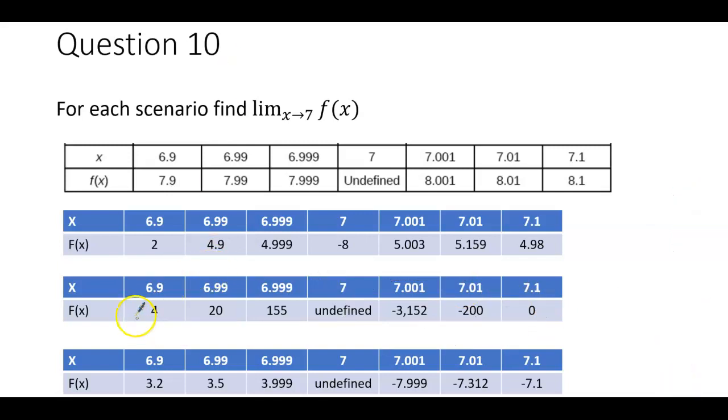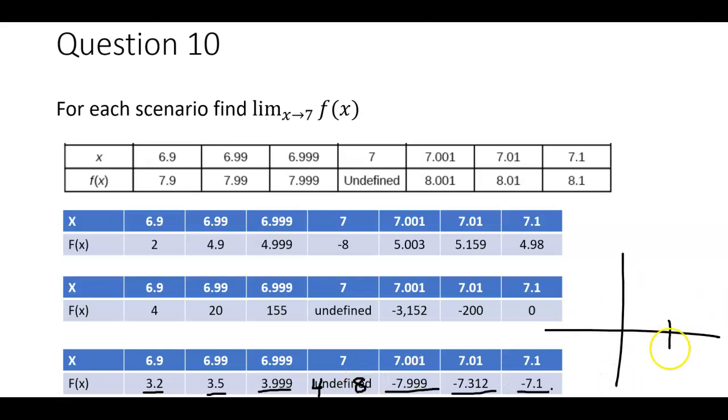Let's go ahead and take a look at the last one here. Here the y values go from 3.2 to 3.5 to 3.99. Looks like it's approaching 4 from the left. Here we got negative 7.1, negative 7.312, negative 7.999. Looks like it's approaching 8. So what's going on there?